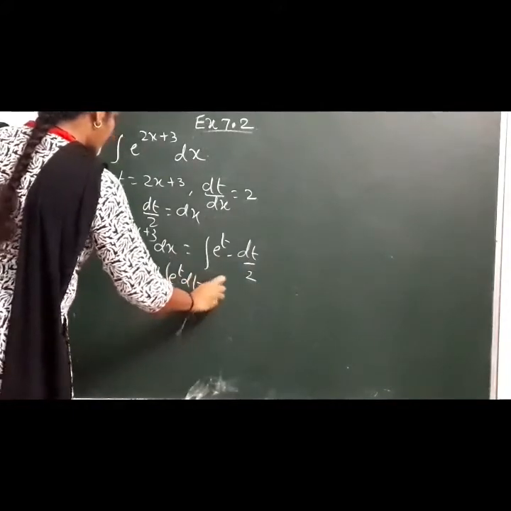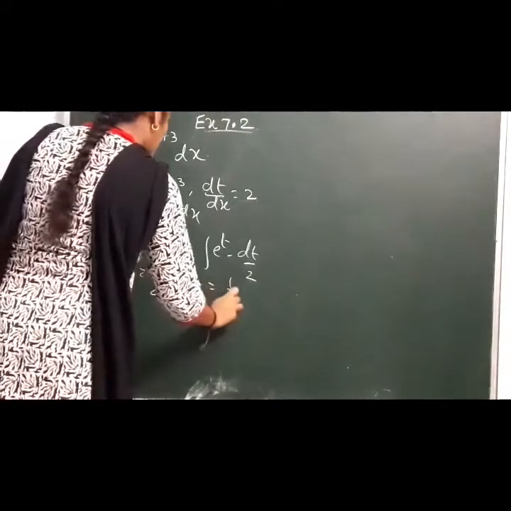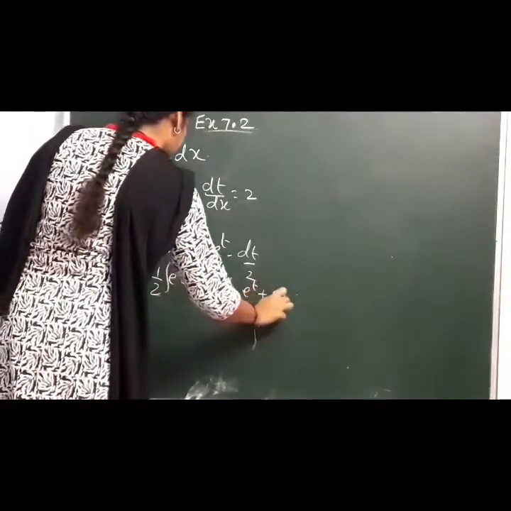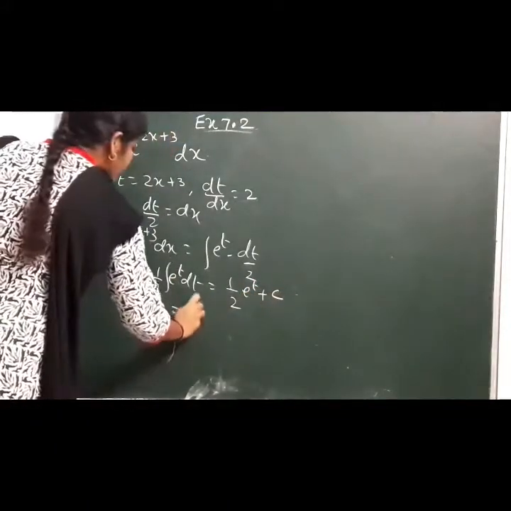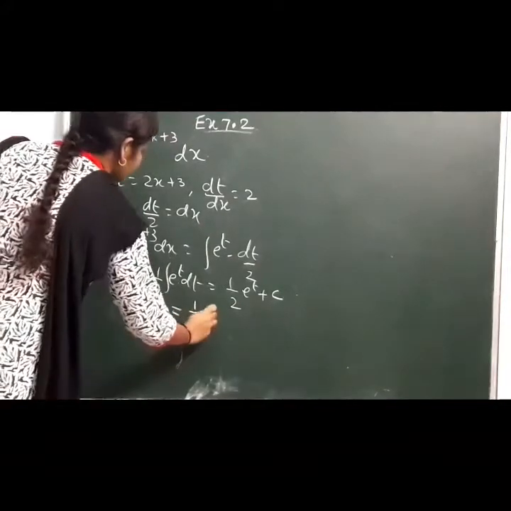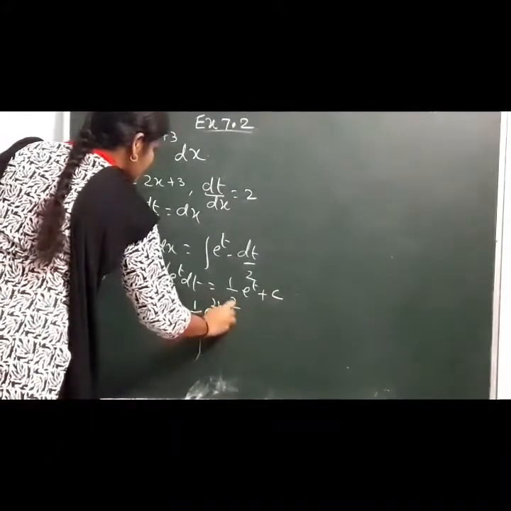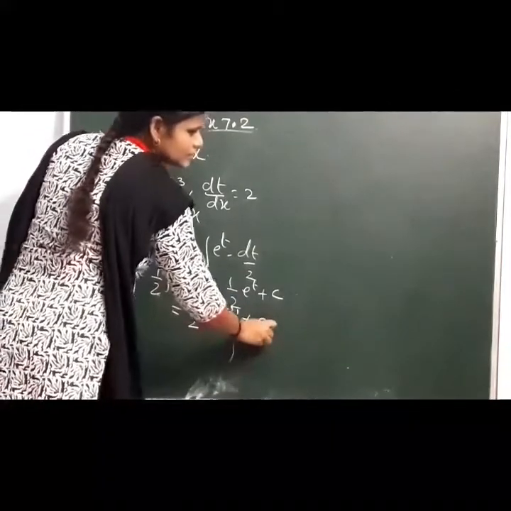So it becomes 1 by 2 integral of e to the power of t dt. The integral of e to the power of t is e to the power of t plus c. So e to the power of t means e to the power of 2x plus 3, plus c. This is the answer.